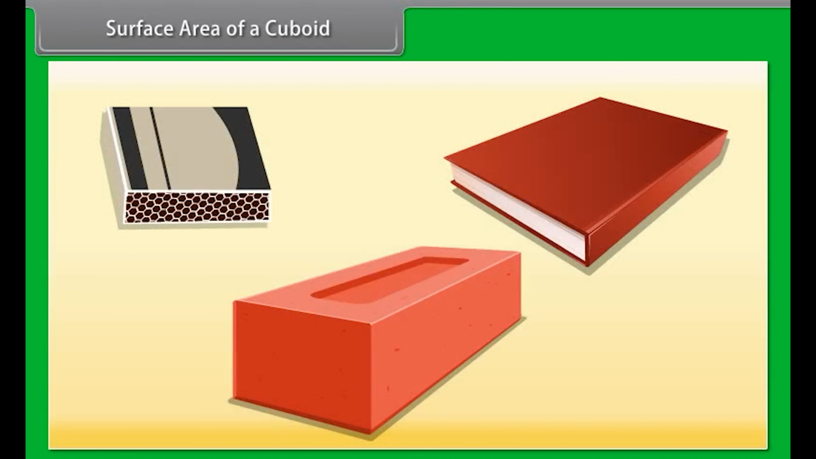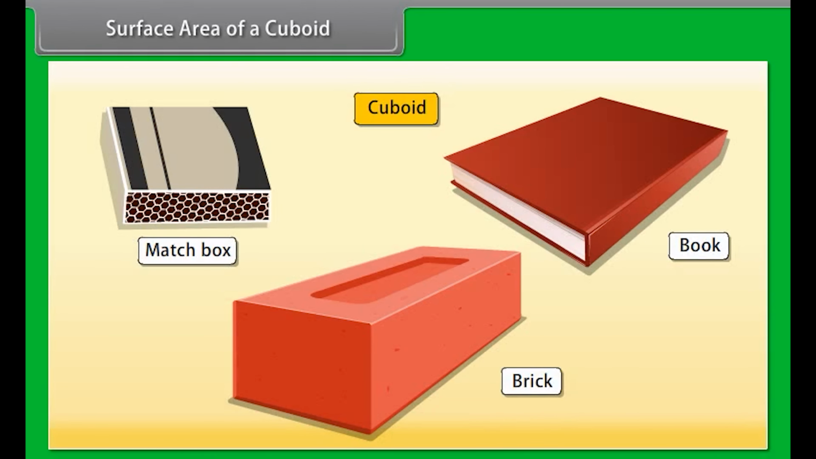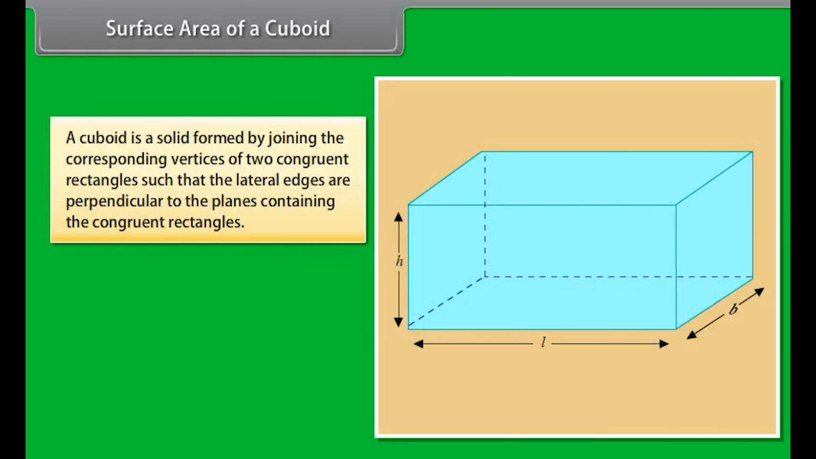Surface area of a cuboid. Students, look at these things. A book, a matchbox, a brick. All these are the examples of a cuboid. A cuboid is a solid formed by joining the corresponding vertices of two congruent rectangles such that the lateral edges are perpendicular to the planes containing the congruent rectangles.